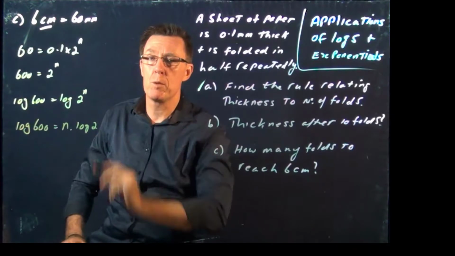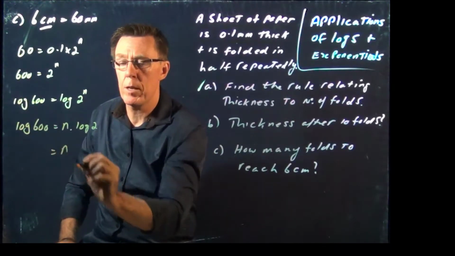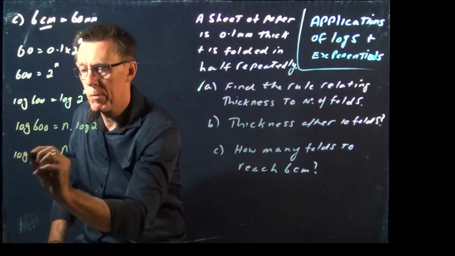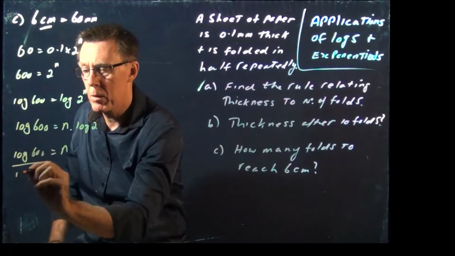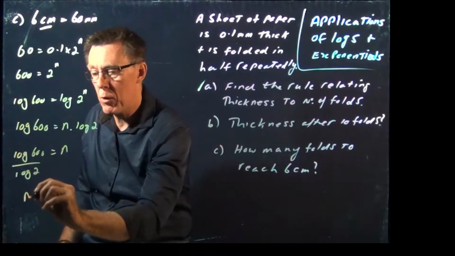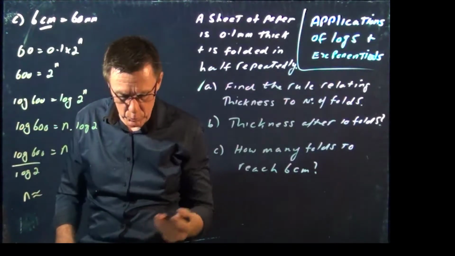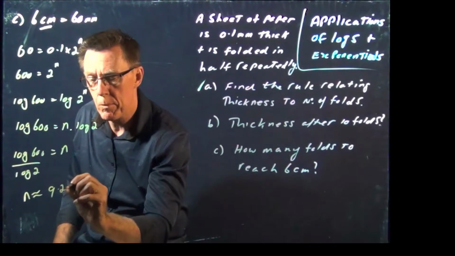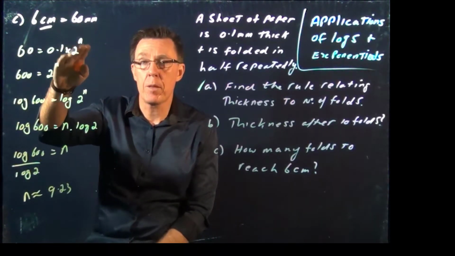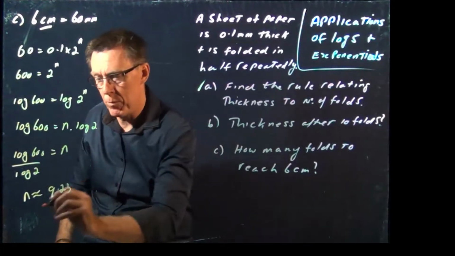I now have two numbers multiplied together where one of them is my unknown. I take the other number across as a divisor. Now, since they're both in base 10, you can do that on your calculator, and that comes to approximately 9.23. So 9 folds won't make it to 60 mil, therefore I'm going to need a 10th fold.